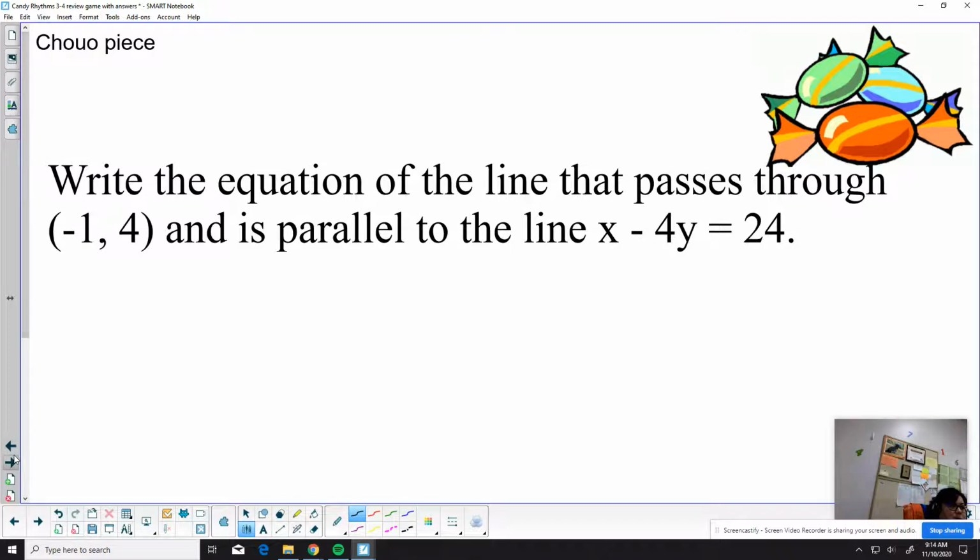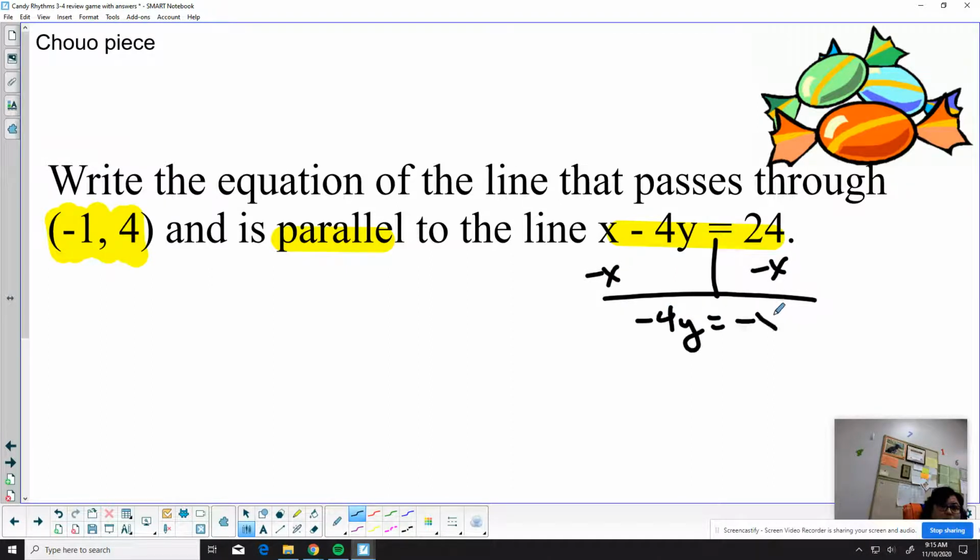Okay, so this is what we've been doing the last 2 weeks. Write the equation of the line that passes through this point and is parallel to this line. So I need this in slope-intercept form. Currently it's not, it's in standard form. So I'm going to subtract x on both sides and divide by negative 4.